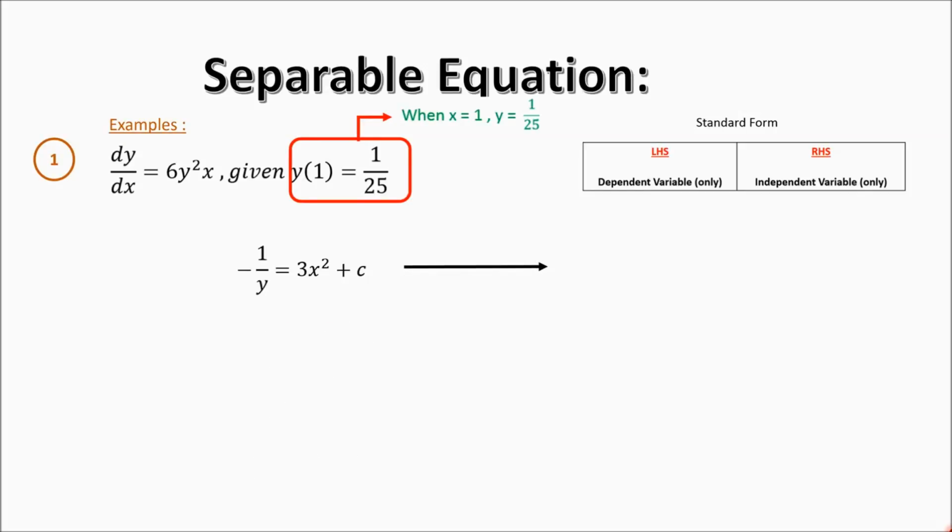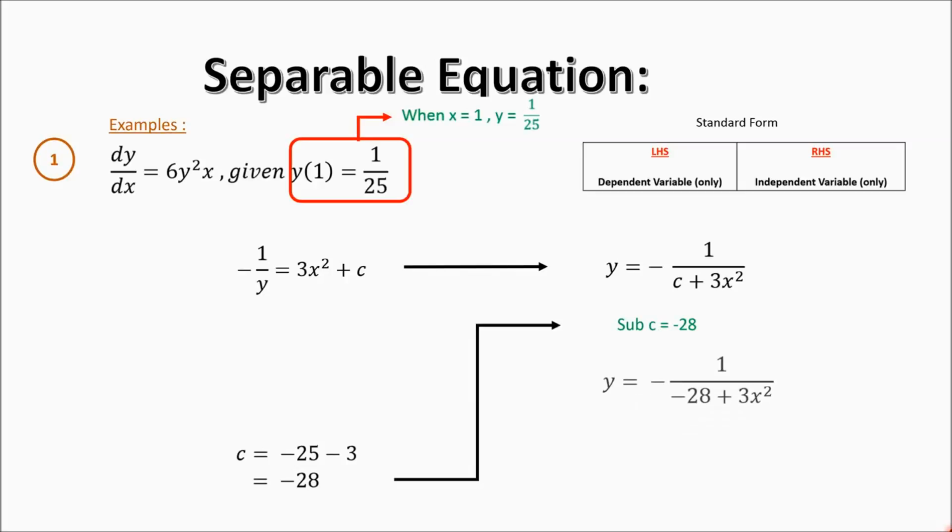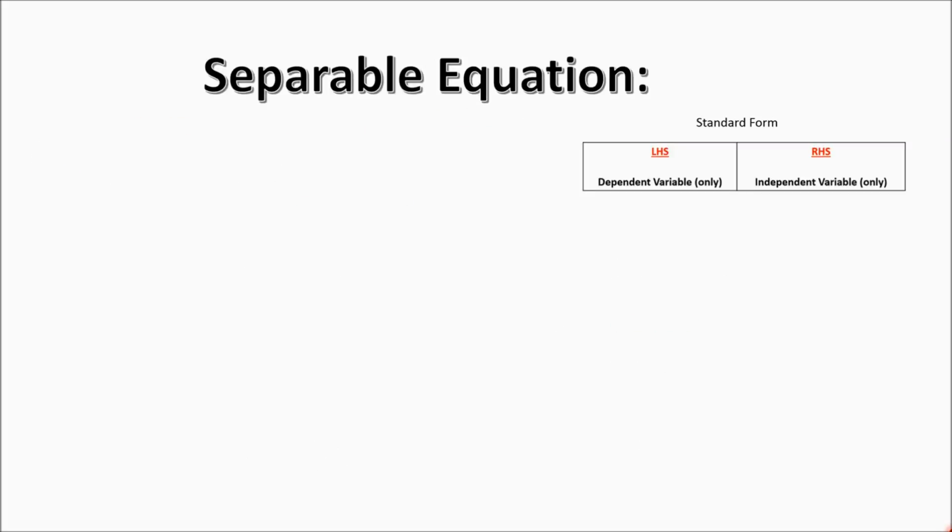And now we can go ahead and solve y. Now y equals negative 1 over c plus 3x squared. We have the previous answer, which is c equals negative 28. So let us sub in the value now. So our answer for y now is 1 over 28 minus 3x squared. Let's take a look at the last example.